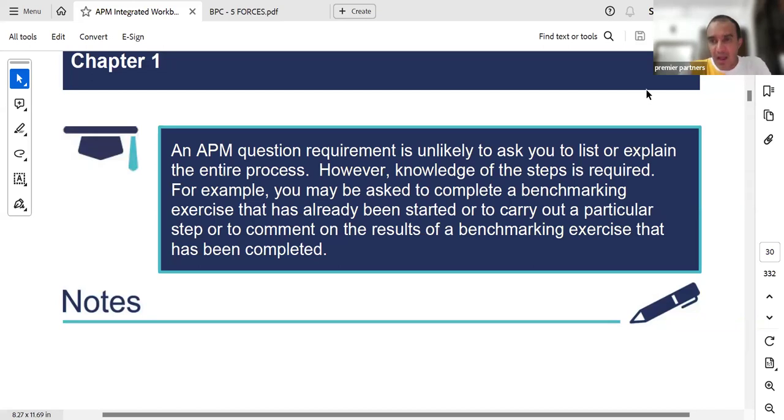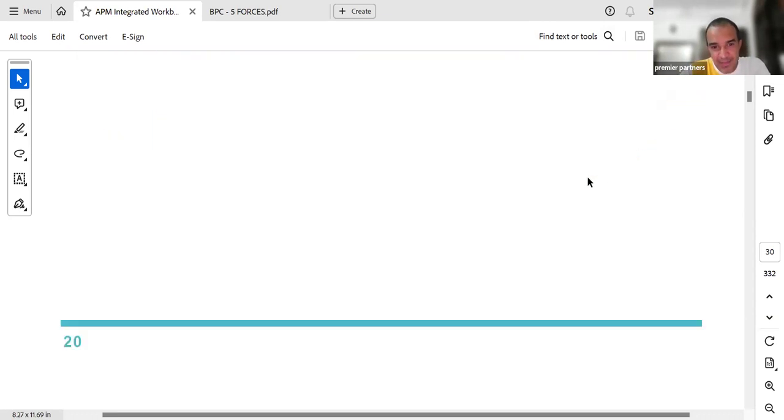Now it says, an APM question requirement is unlikely to ask you to list or explain the entire process. They'll rarely tell you to put down the 7 steps. However, knowledge of the steps is required. This is what I'm also saying. You may be asked to complete a benchmarking exercise that has already been started, or to carry out a particular step, or to comment on the results of a benchmarking exercise that has been completed. To do all that, you need to know the steps. Without knowing the steps, you can't do that. So should you know the steps? Yes. All steps you should know, black and white, what they are. Same thing with any theory. Yeah?